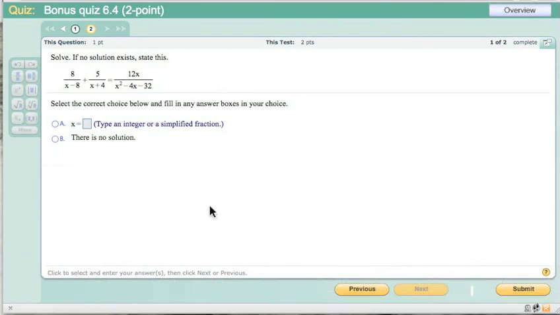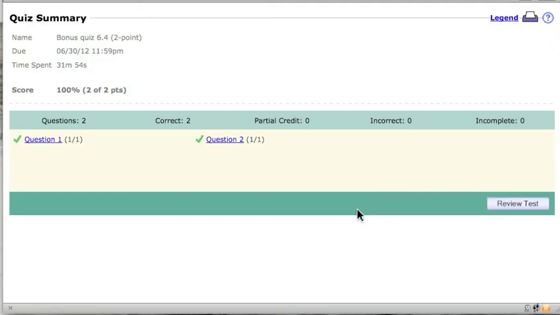And so there is that choice here. There you go. Those two problems. Let's see if we get green arrows. And we do. Okay, so that's the bonus quiz for 6.4 with some unique slants to it. I hope that helped.